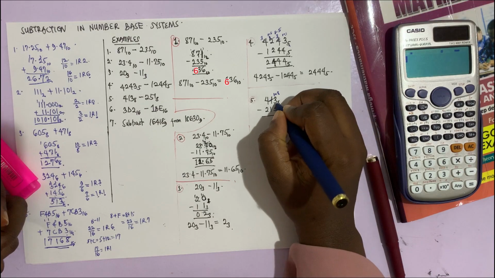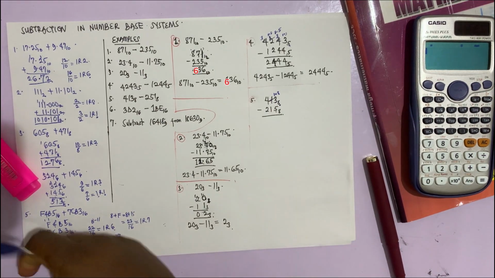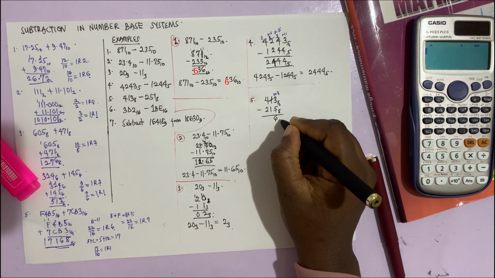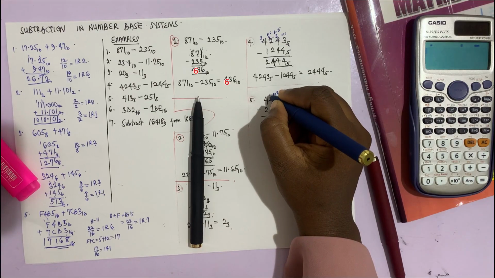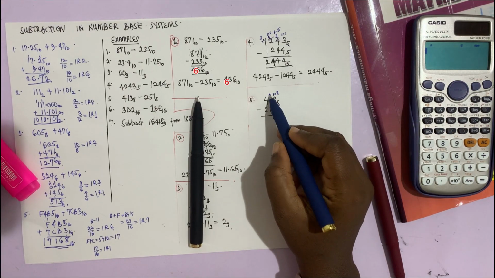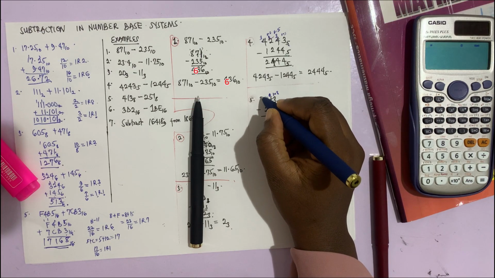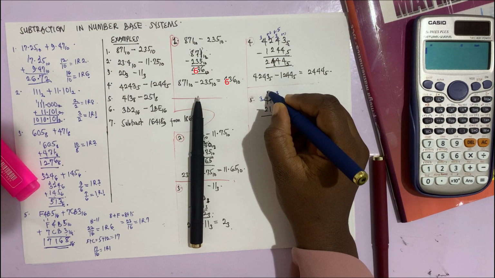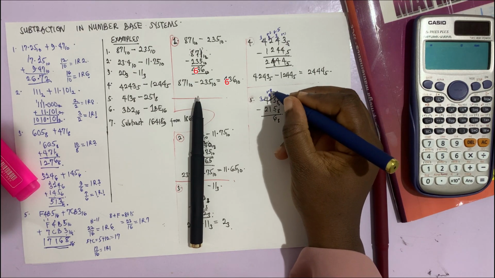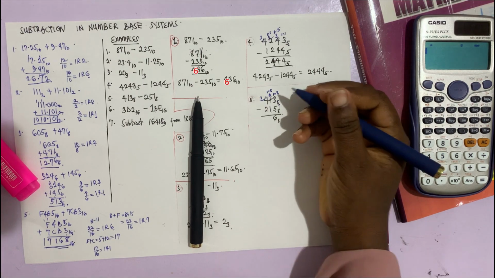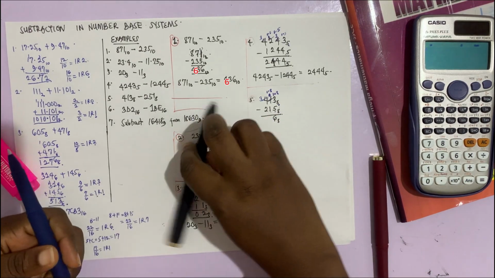So 8 plus 3 will give us 11. 11 minus 5 will give us 6. So we have 6 here. This remains 0. So 0 minus 1 is impossible. So we borrow 1 from here. This remains 3. The one that we borrow to this place is actually the base we are working with, in this case base 8. So 8 plus 0 will still give us 8. So 8 minus 1 would give us 7.